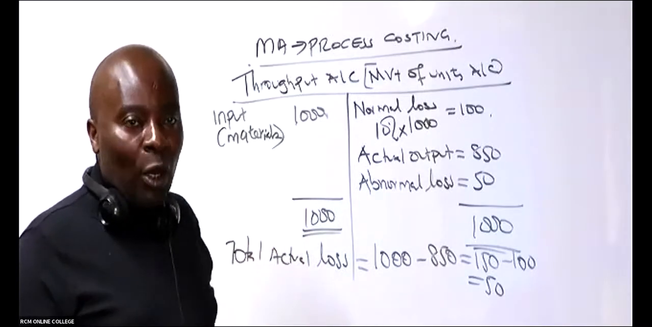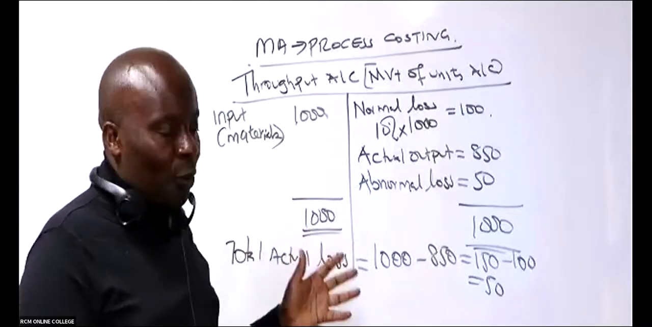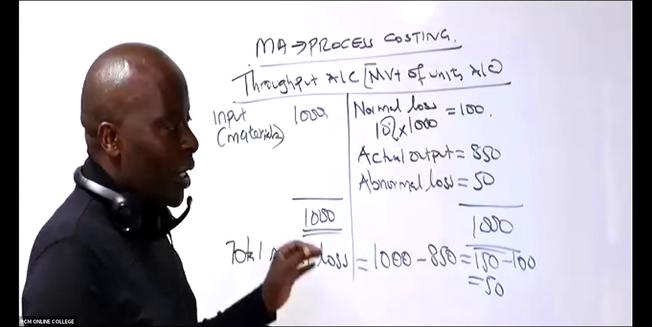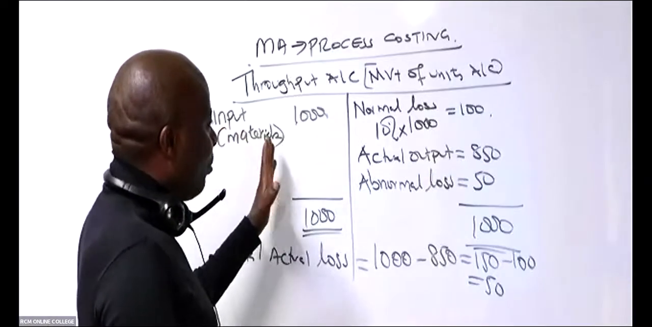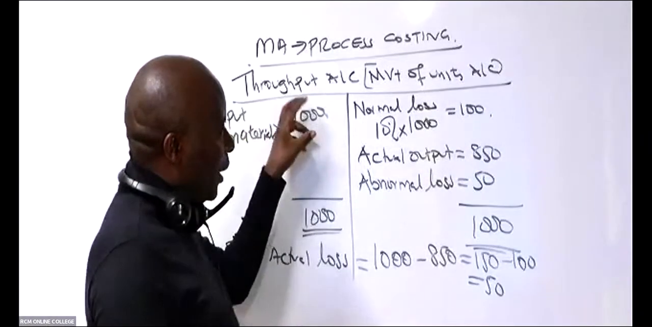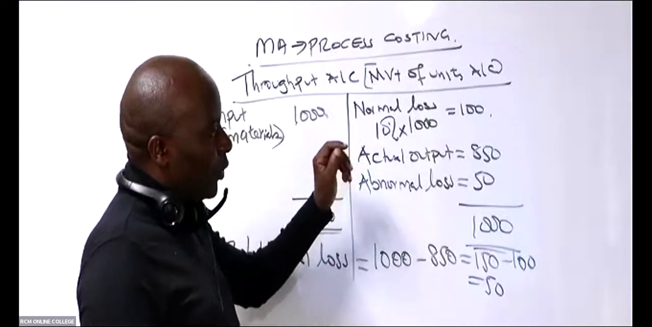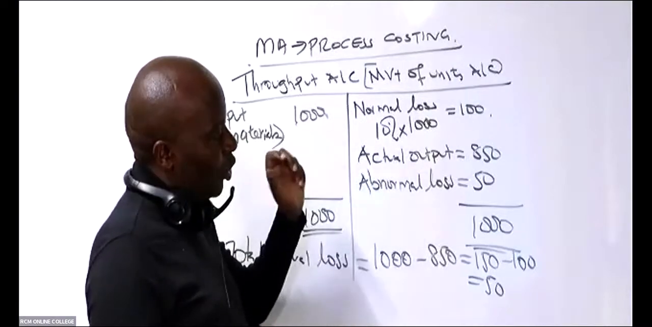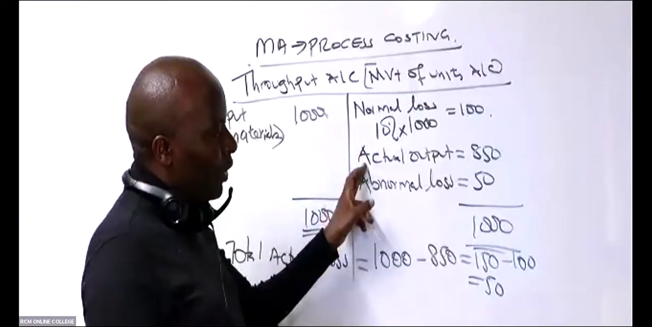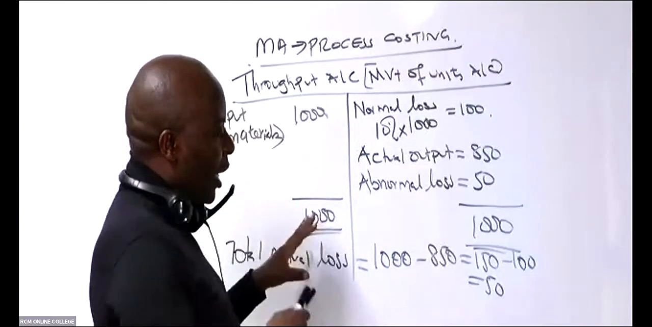For us, it's all about balancing the throughput account. The moment I've put in the input, then I account for the entire input. So I have normal loss, which has been given as 10% of the input, 100. They have given me actual output of 850, come and balance.